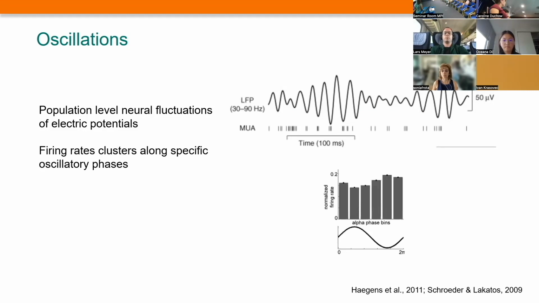And if you analyze this in a better way, this is done by Saskia Haegens, you can see here that the firing rates, and this is for alpha, so not only for high frequencies, really seem to cluster. It's stronger at specific phases versus other phases.